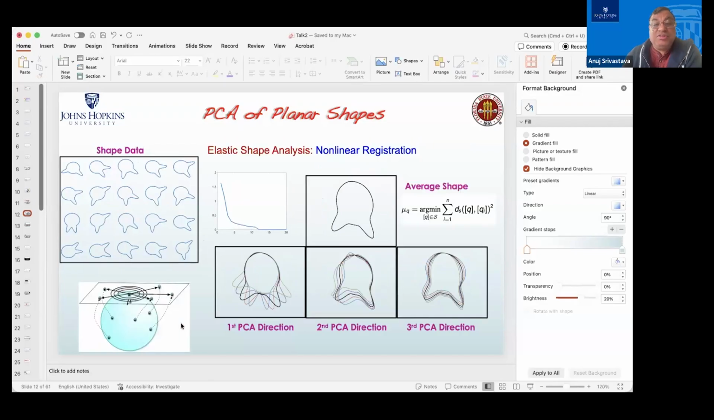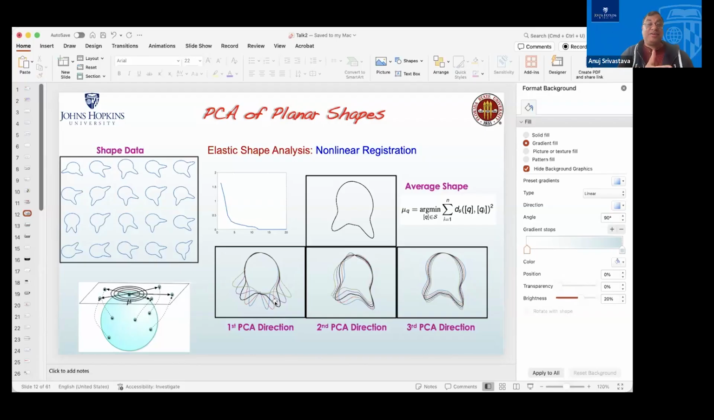On the other hand, if I do it with registration, I do the nonlinear registration along the curves, these handles will match across objects, and when I average them, I preserve the handles. And this is what I love. This is beautiful. The principal direction actually corresponds to stretching and bringing these handles closer and further apart.